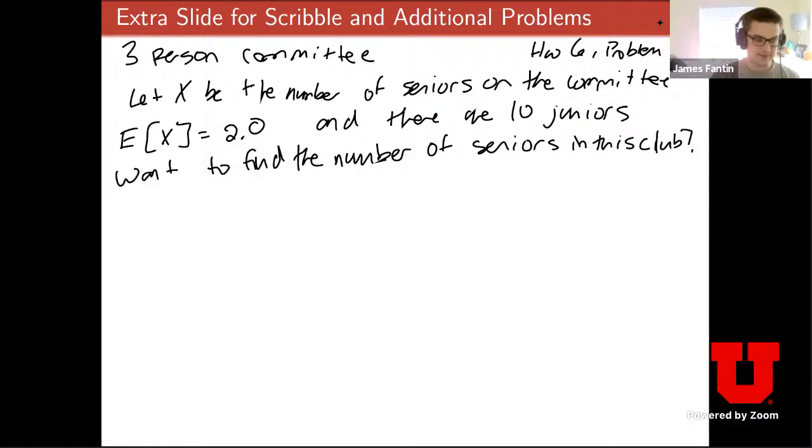Okay, so does anyone have any ideas for how to solve this one? What if we wrote out the expression for the expected value of X with a variable representing the number of seniors? Yeah, that would work perfectly. So let's let maybe S be the number of seniors.